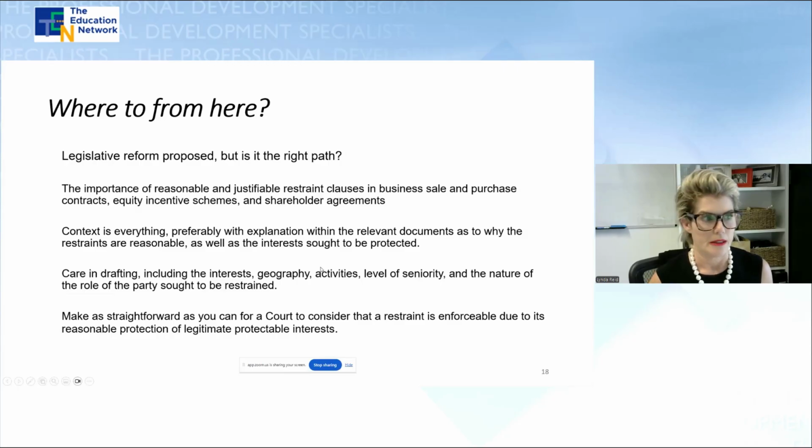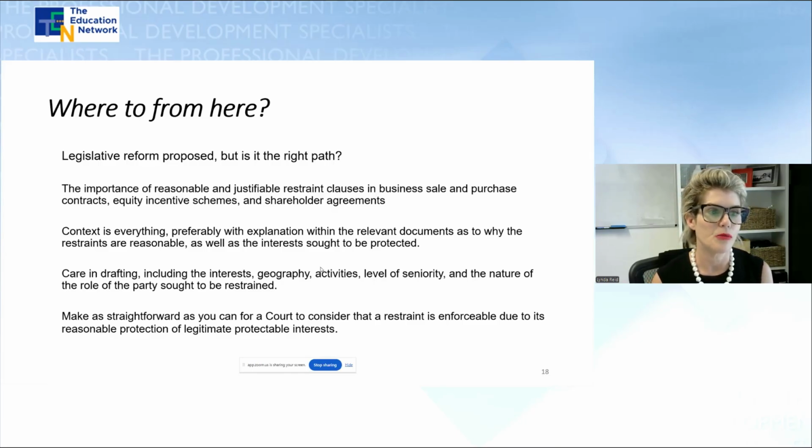So where to from here? There is legislative reform that is currently proposed. Whether or not that's the right path is yet to be seen. As we talked about, the government task force is relying on ABS data without necessarily being able to point to evidence that says a restraint clause is bad for competition, or that the courts are an inappropriate forum in which to enforce a restraint.